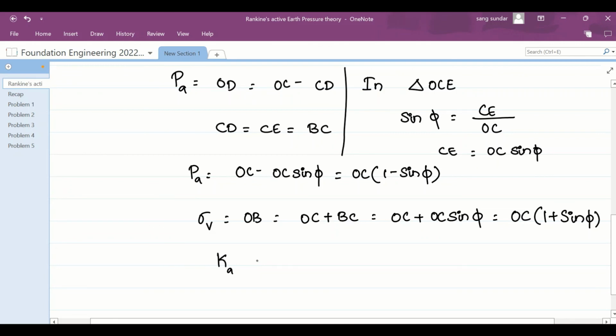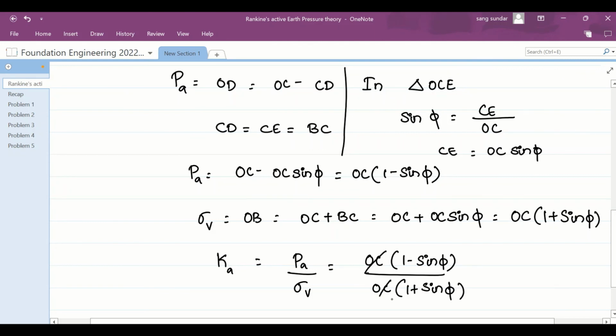And we know that the ratio of horizontal and vertical stress is nothing but coefficient of active earth pressure. So Ka is equal to ratio of horizontal stress, which is Pa, by vertical stress, which is sigma V. Hence you will get OC into 1 minus sine phi by OC into 1 plus sine phi. So by simplification, you will get Ka as 1 minus sine phi by 1 plus sine phi, right?